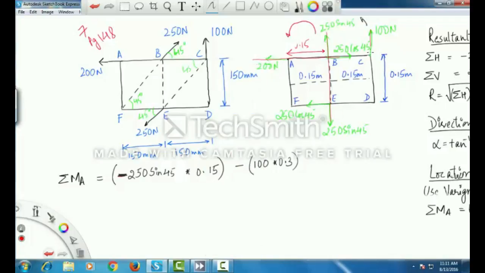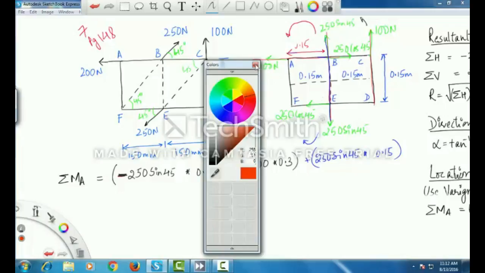Next is this one. Let's draw the perpendicular. This is going to be the line of action. What is the perpendicular distance from A? It is cutting here, so the perpendicular distance is 0. And it is in clockwise direction, so 250 sine 45 multiplied by 0.15.